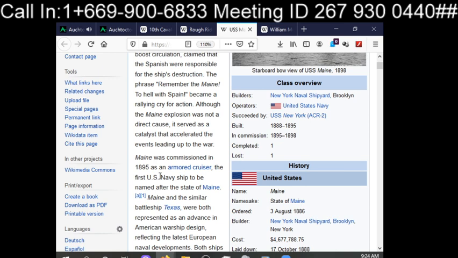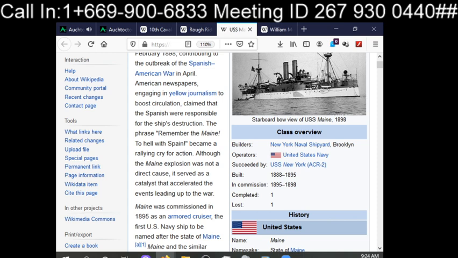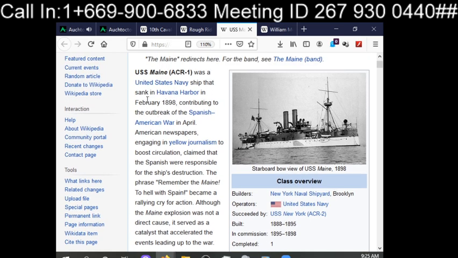Quick question, James, Doodle Vision. Could the ESA have had something to do with that sinking of Maine? The reason why I'm asking is because it reads that the United States Navy ship that sank in Havana Harbor in February 1898 contributed to the outbreak of the Spanish-American War. In April, American newspapers engaged in yellow journalism to boost circulation claimed that the Spanish were responsible for the ship's destruction. And then Mr. TJ said, well, someone dressed up as ESA. Remember the Maine, the hell with Spain.